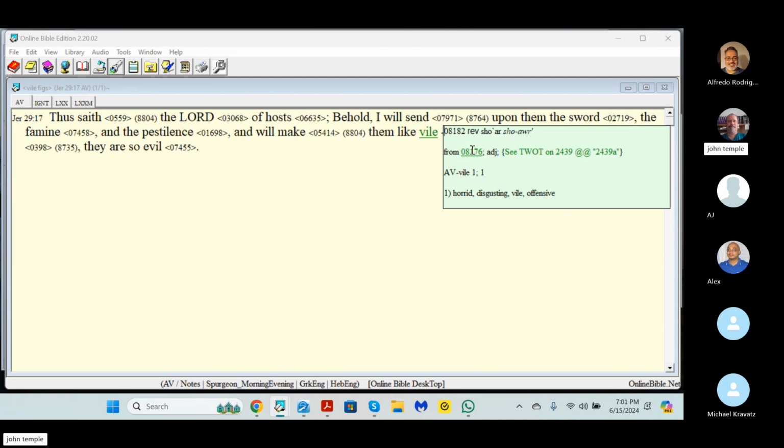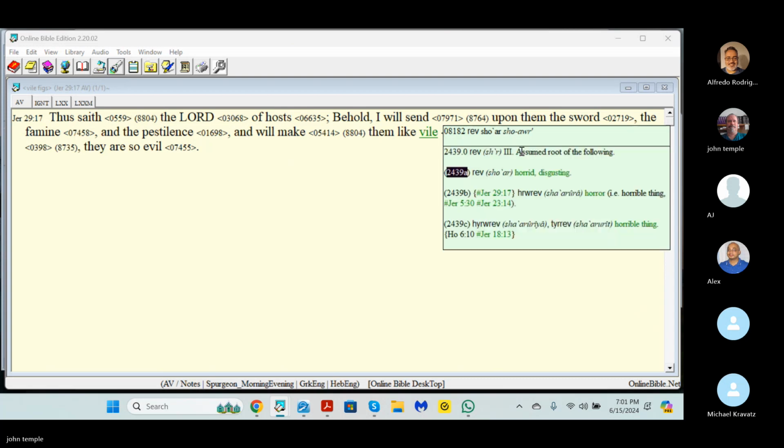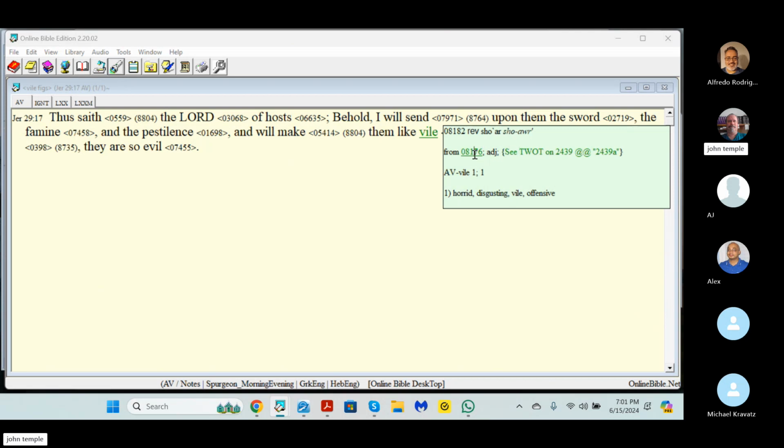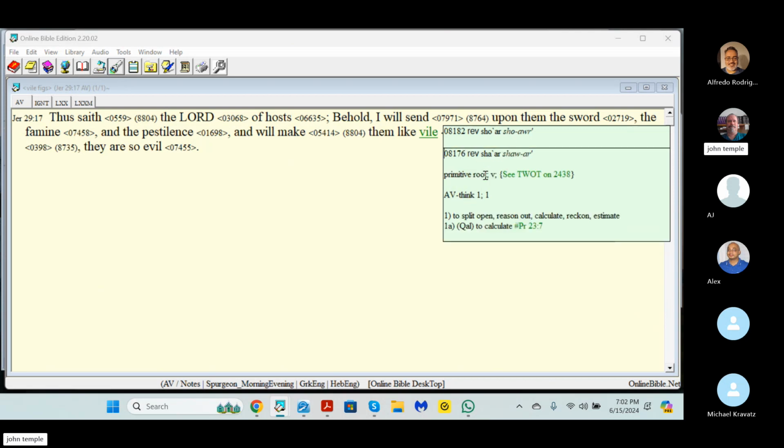Shoar, vile, one time in the Bible. Horrid, disgusting, vile, offensive. Horrible thing. 29:17, that's right. 5:30, a wonderful and horrible thing is committed in the land. I have seen also in the prophets of Jerusalem a horrible thing. They commit adultery. That's all the horrible stuff there. And it comes from this word, sha'ar, which means to think, to split open, to reason out, calculate, rest. Okay, that's interesting. For as he thinketh in his heart, so is he.